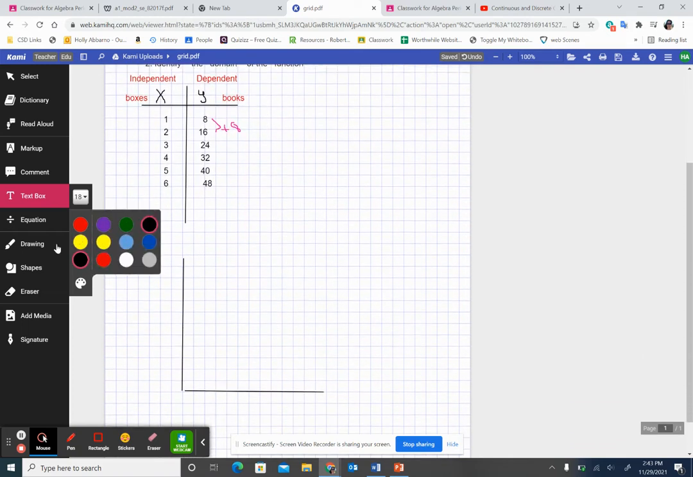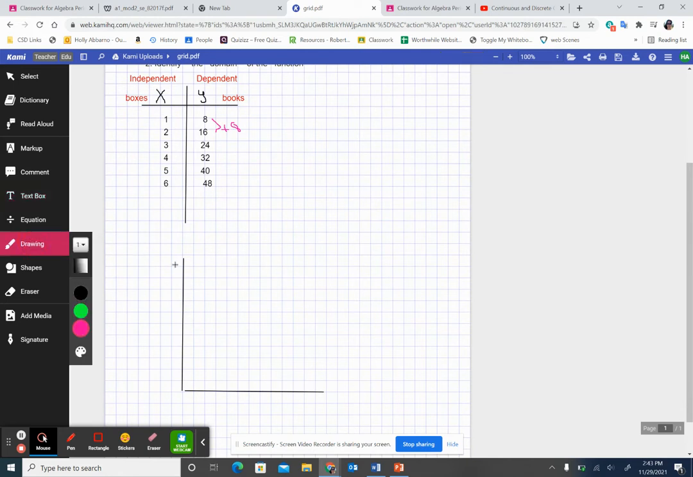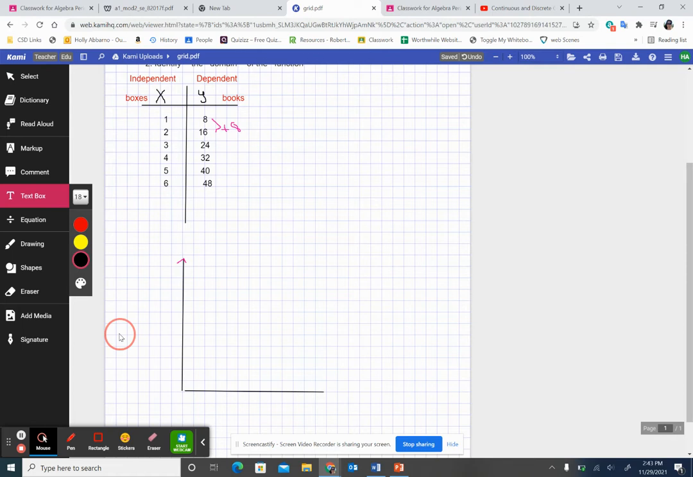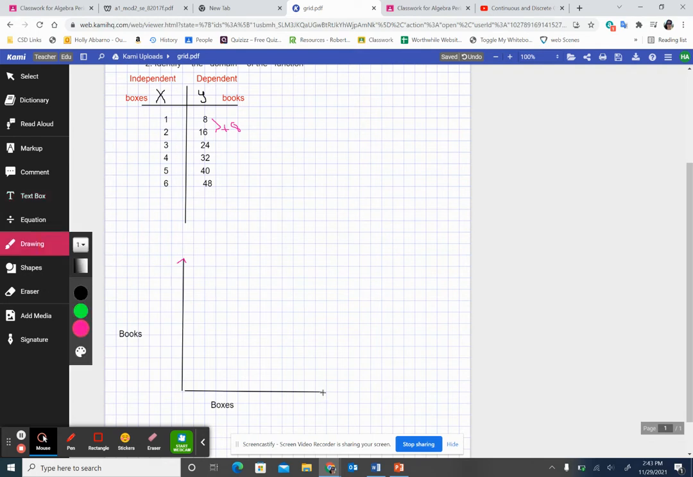Let's talk about our graph. I've just drawn it on here. The y that points to the sky is going to be our dependent variable, our number of books. So let's make sure that we write our title and our label. This is going to be our books. This one down here, our independent variable, is going to be our boxes. And then we have all positive values here. We already know it's going to be a linear equation because it is changing with addition.